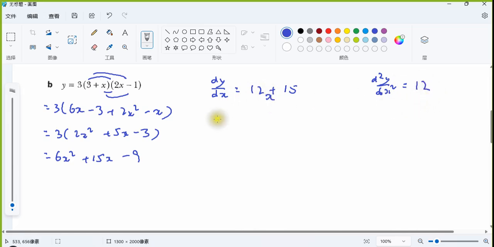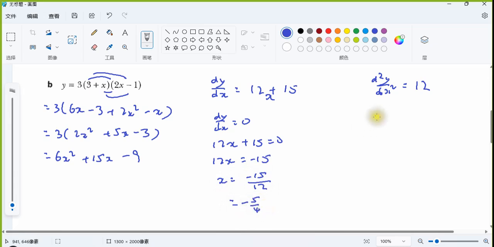So when we have dy/dx equal to 0, then we have 12x plus 15 equal to 0. So we have 12x equal to negative 15, x equal to negative 15 over 12, that is negative 5 over 4. So the second derivative when x equal to negative 5 over 4 is 12, greater than 0, so it is a minimum point.